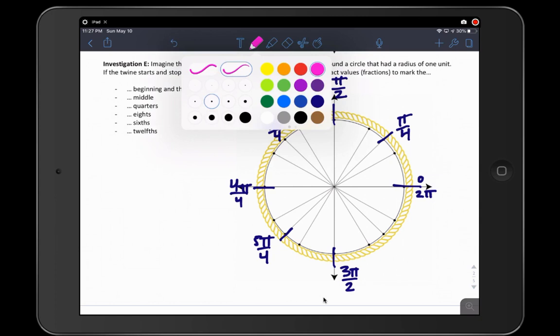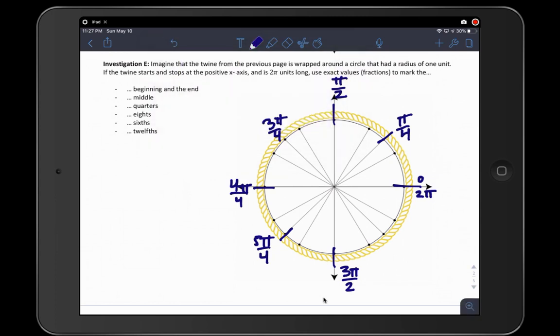And then the next one is going to be 7 pi over 4, which makes sense because this would be 8 pi over 4 to bring us back to the beginning, which is 2 pi. 8 divided by 4 is 2. And so this is 1 less than 8. You're 1 less pi over 4.